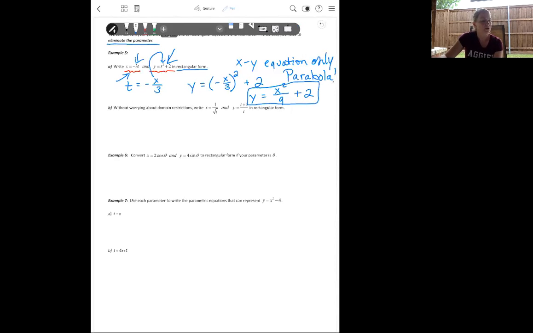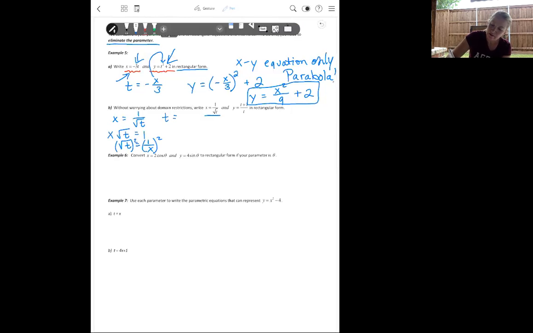Part B, without worrying about domain restrictions, write x equals 1 over square root of t and y equals t plus 1 divided by t in rectangular form. Okay, again, we're going to take the easier of those two equations to solve for t, and that's probably going to be the x equation again. So when we take x equals 1 over square root of t and solve it for t, we have x times square root of t equals 1, divide by x, and then square both sides.